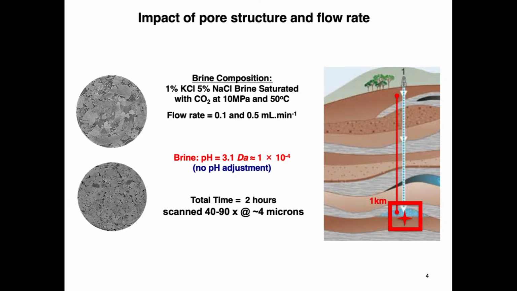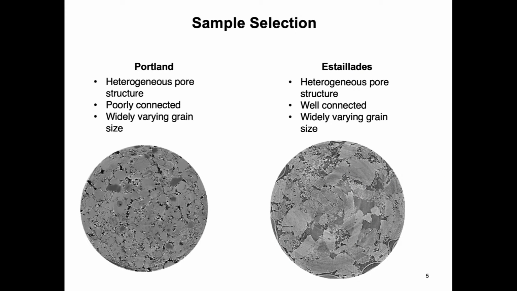90 images during reaction. We chose 2 carbonate limestones for this benchmark study, Estaillades and Portland basebed. Portland is an oolite that has a heterogeneous pore structure that is poorly connected with a widely varying grain size. Estaillades is also heterogeneous, but is well connected with different grain shapes and sizes. It is important to note that both samples are chemically homogeneous, being at least 97% calcite with the remaining fraction.